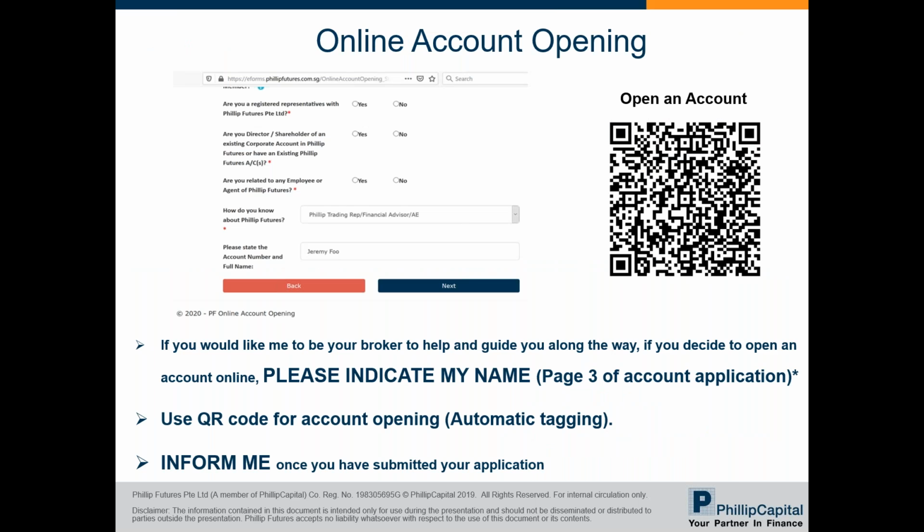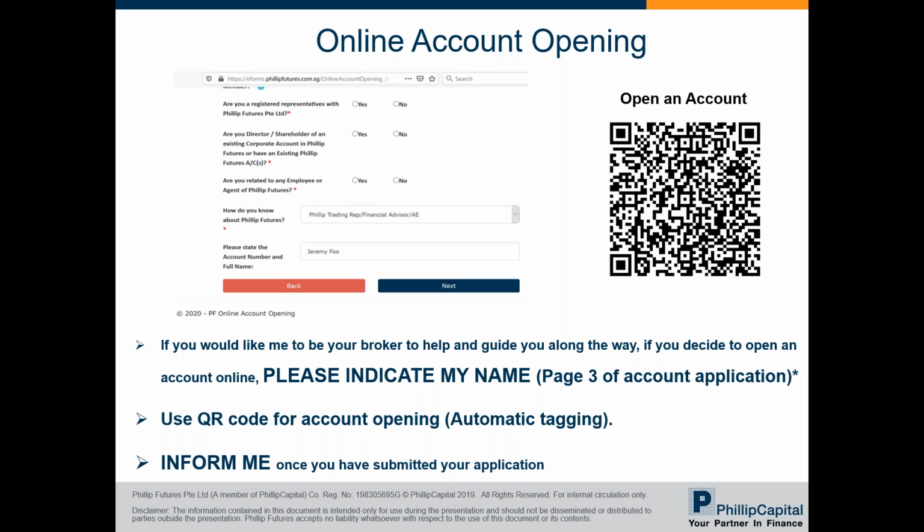Obviously, for the online account opening, you can scan the QR code here to open an account if you like to get started trading. Otherwise, another QR code would be at the end of the session during the Q&A. You actually can open the account there if you like. So if let's say you just went into our website, do indicate your name, my name, which is Jeremy Fu, on the third page of the application, which will actually tag your account to me. Otherwise, if you don't do that, then your account might be auto assigned to a different broker.